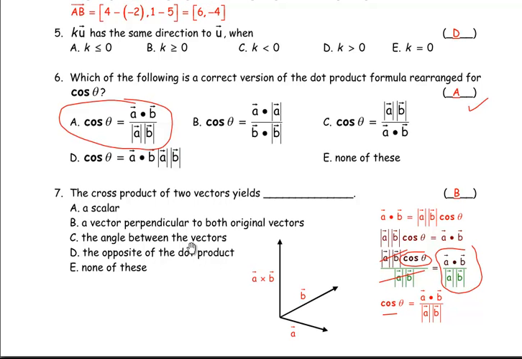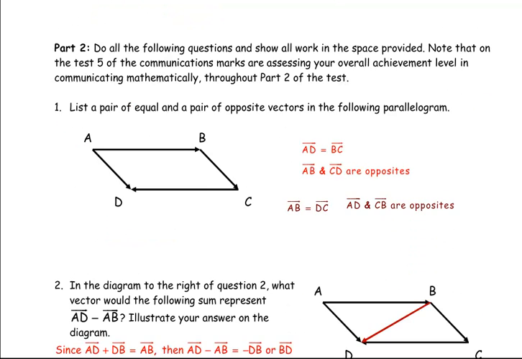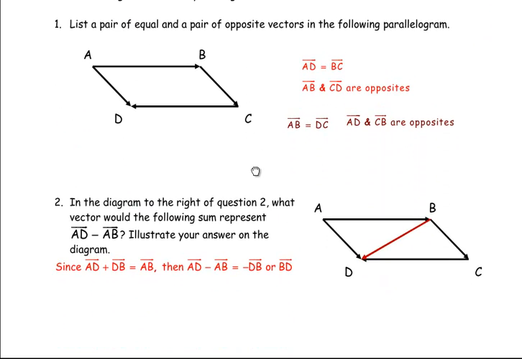For number 7, the cross product of two vectors yields a vector perpendicular to both the original vectors. So let's say this is vector A and vector B. This is what A cross B would look like. And it could be longer or shorter, but that's the direction it would have. And it would be drawn so that it's perpendicular to vector B, and also that it's perpendicular to vector A. So that's what the diagram would look like. That's what you get for a cross product. That's the end of multiple choice, so on to the second part here.